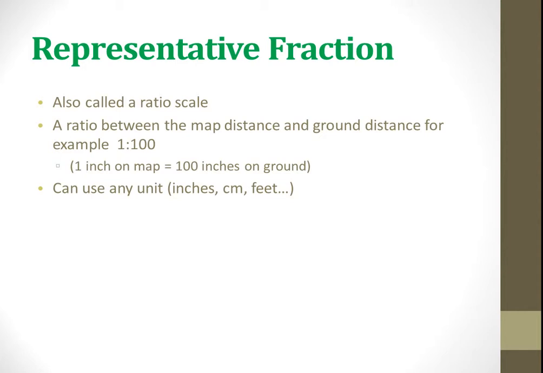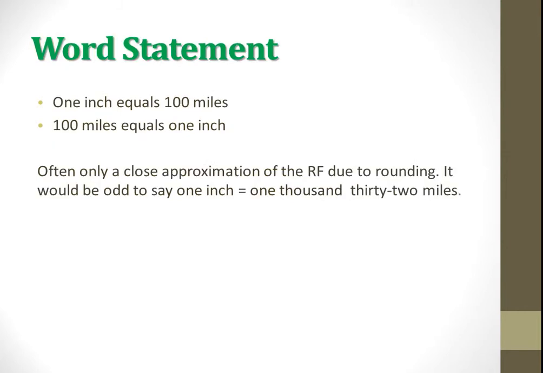The representative fraction is the ratio scale, and it means that it's this ratio that has no units. It's the distance on the map as a ratio of the distance on the ground. So for instance, 1 inch on the map, if I were to go out onto the Earth's surface, would be 100 inches, or 1 foot on the map would be 100 feet, and it keeps that unitless.